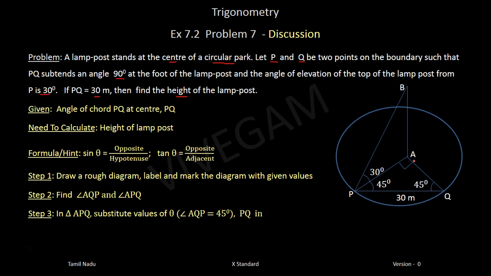Then, in the triangle APQ, substitute the value of theta, that is angle AQP, 45 degrees. Apply sin 45. You will get your opposite, which is AP, divided by hypotenuse 30, and you will be able to calculate AP. Sin 45 is AP by PQ. You might think, why not use sin 45 for AQ? That will get you AQ, but getting AQ does not solve anything because we need AP. Only then will we be able to use this value and this angle to calculate the height of the lamp post. So we'll have to use this sin 45. Sin 45 is opposite by hypotenuse, that is AP divided by PQ, from which you can calculate AP.